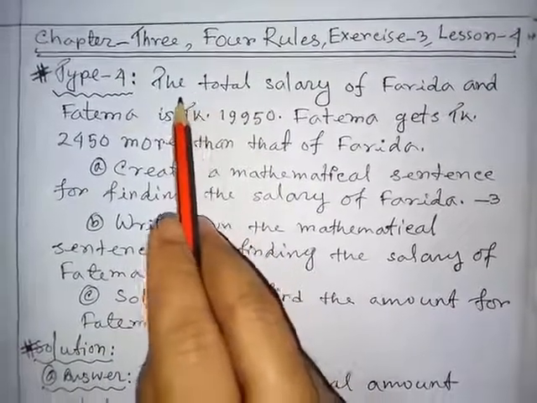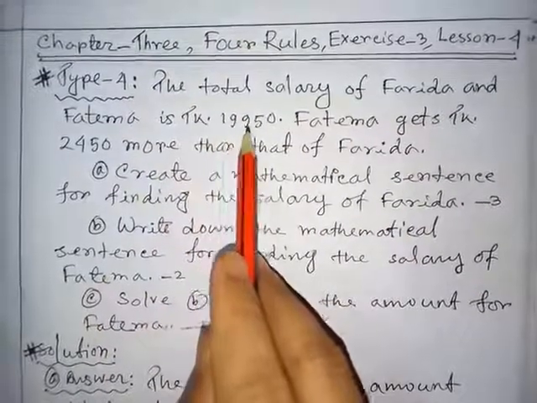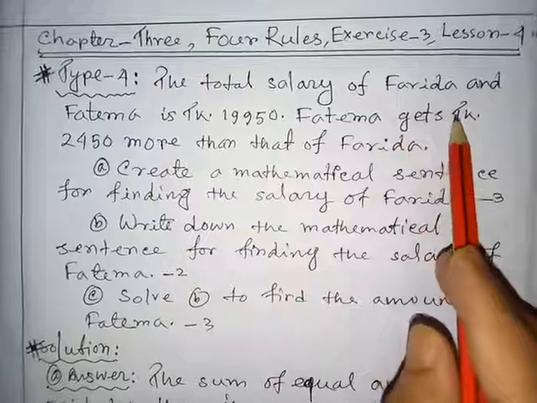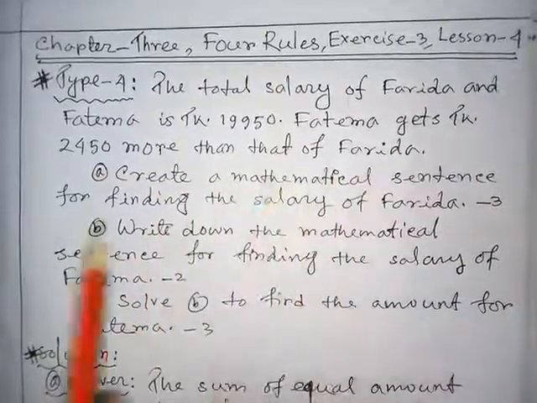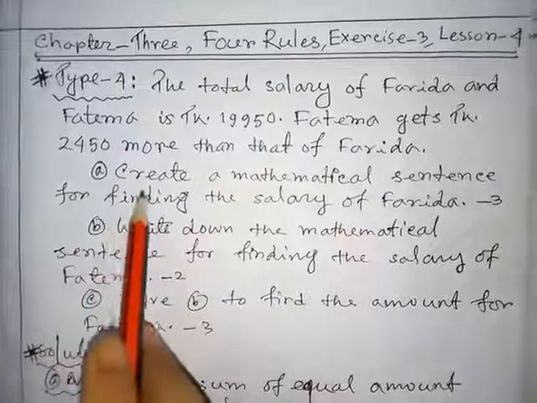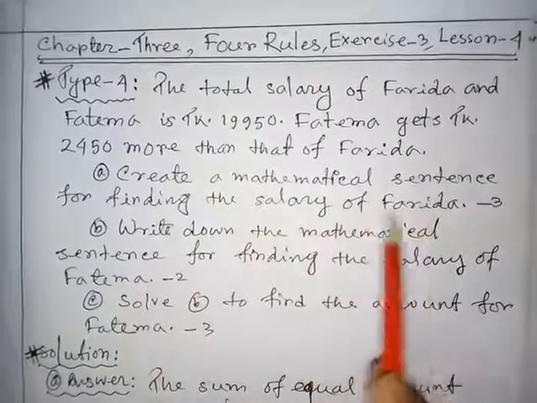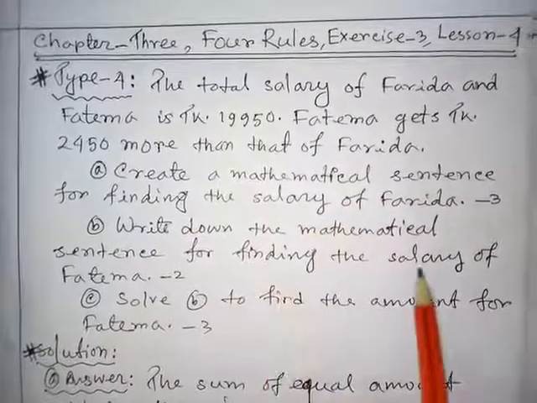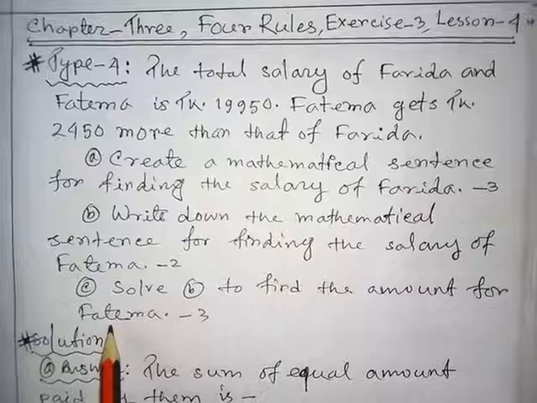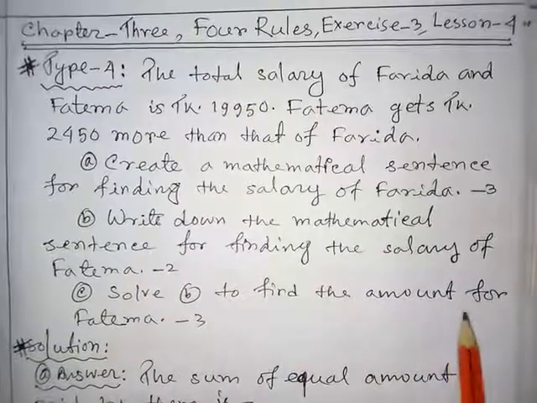So let's start the problem. The problem is given: the total salary of Farida and Fatima is Taka 19,950. Fatima gets Taka 2,450 more than Farida. Question A: create a mathematical sentence for finding the salary of Farida. B: write down the mathematical sentence for finding the salary of Fatima. And C: solve B to find the amount for Fatima.